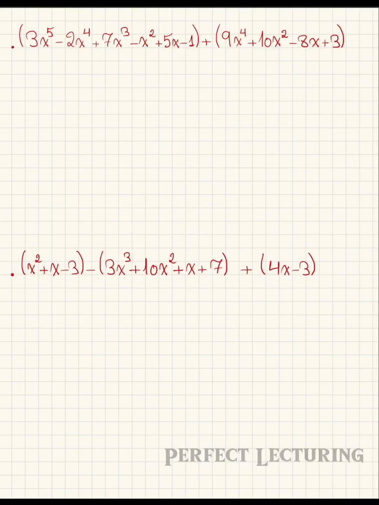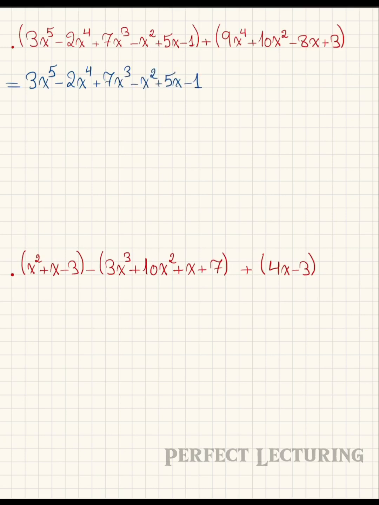In the first example, I have this polynomial added to that polynomial. Step number 1, let us get rid of the parentheses. So first, I just safely remove the parentheses. There is no minus here. There is no minus. There is nothing. So I just copy paste all the terms with no change, but just with the parentheses removed.